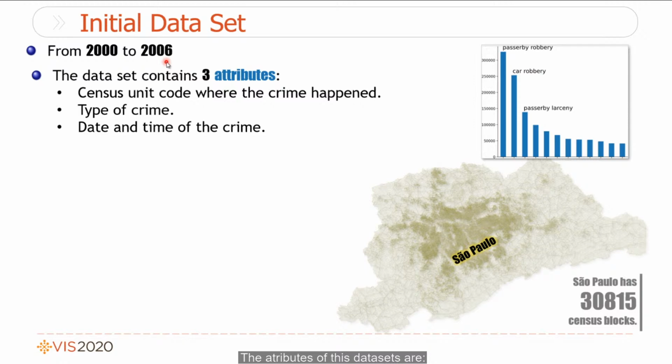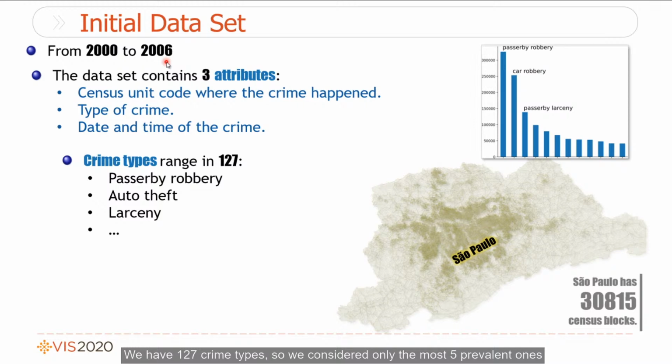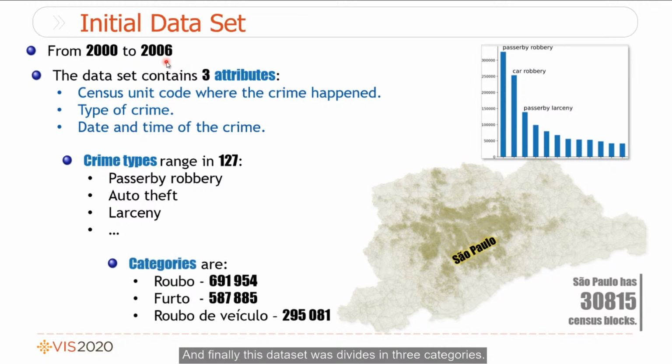The attributes of these datasets are the code of the census block, it is a neighborhood, the type of crime, and the date and time of the occurrence. We have 127 crime types, so we considered only the 5 most prevalent ones. And finally, this dataset was divided into 3 categories. With this dataset and 5 years, we have a lot of data. In addition, in São Paulo, there are more than 30,000 census blocks.